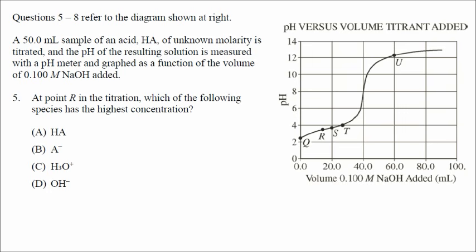So question 5 says, at point R in the titration, which of the following has the highest concentration? At that point, there's going to be more HA than A minus. So the correct answer is A.